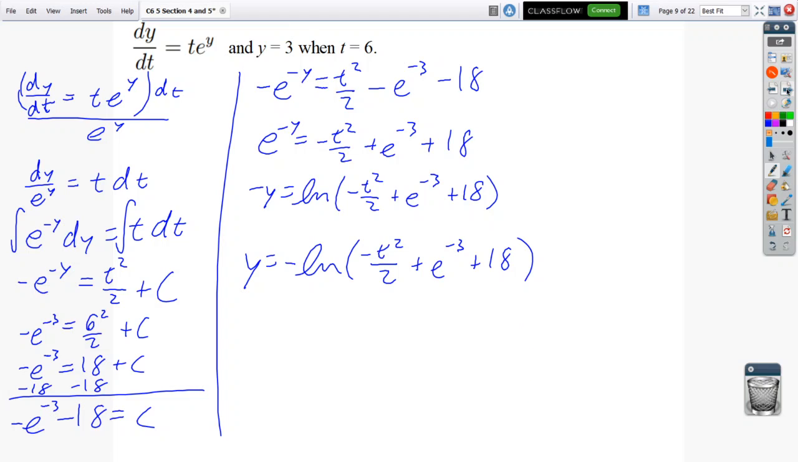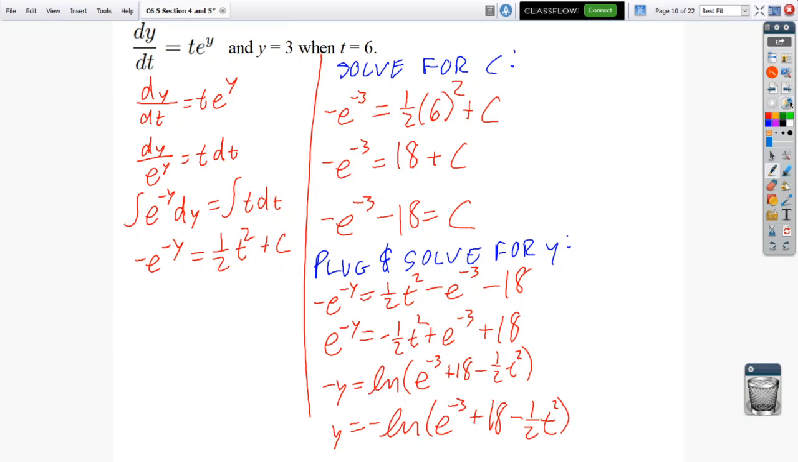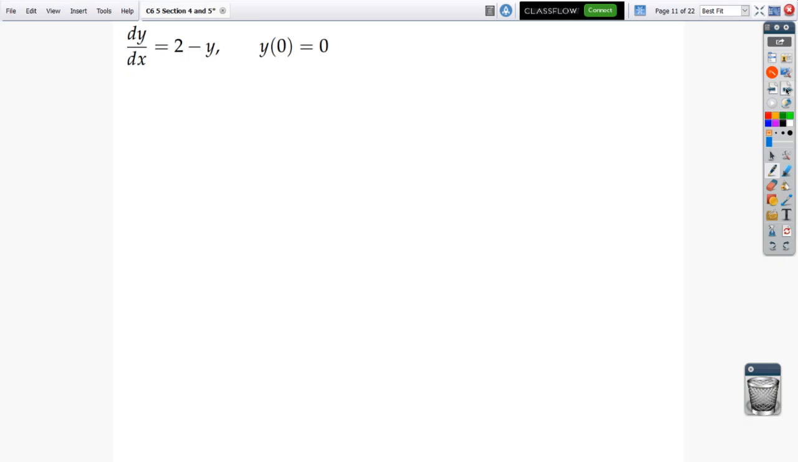Next one we see here. Oh wait, that was me doing the problem over again. You can see I just changed the order down here to make it a little bit easier to write. I believe this is our last separable differential equation.